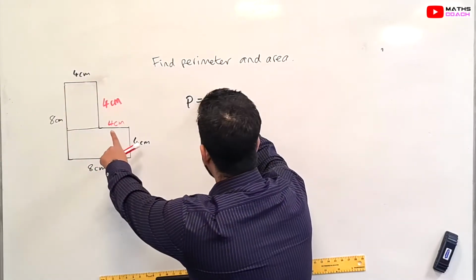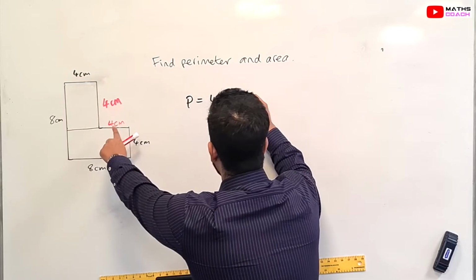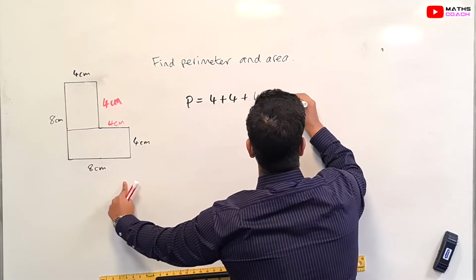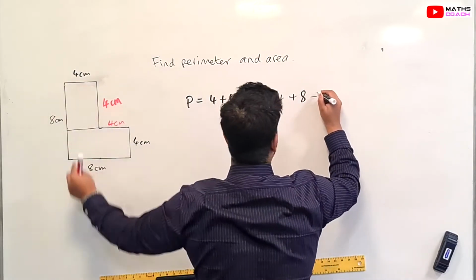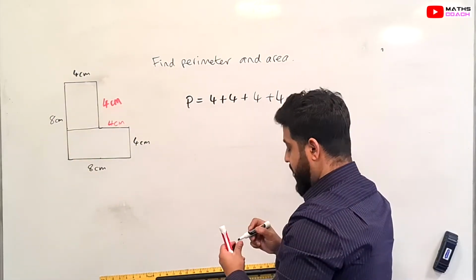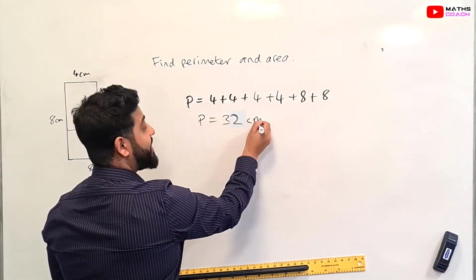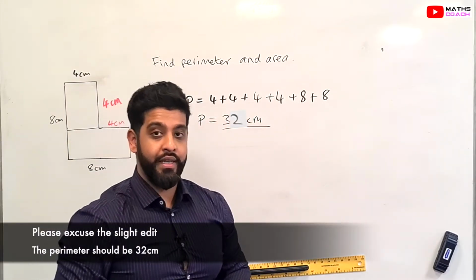So we're going to do 4 plus 4 plus 4 plus 4 plus 8 plus 8. And let's work that out now. P is equal to 30 centimeters, as perimeter is a length.